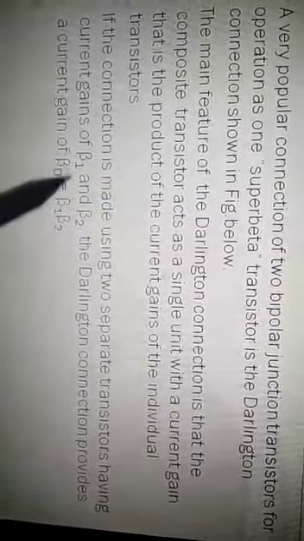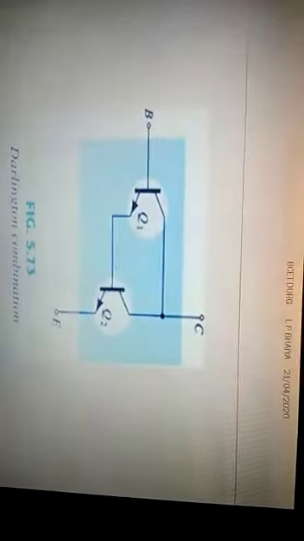The main feature of the Darlington connection is that the composite transistor acts as a single unit with a current gain that is the product of the current gains of the individual transistors. So beta 1 and beta 2 are the two current gains of the transistors, then beta square can be achieved here. If the connection is made using two separate transistors having current gains of beta 1 and beta 2, the Darlington connection provides a current gain, let us say beta D, equal to beta 1 times beta 2. That's why it is called a super beta transistor.